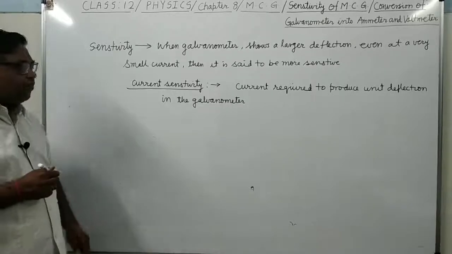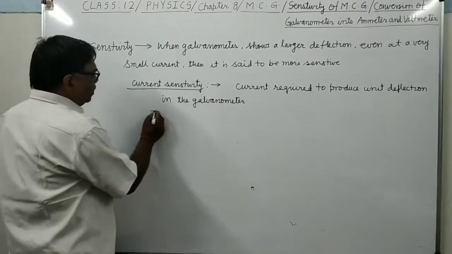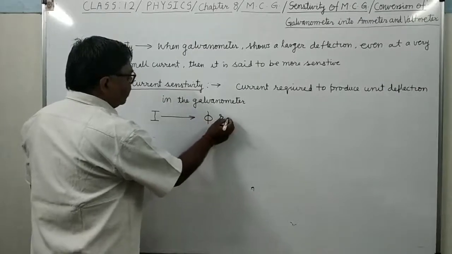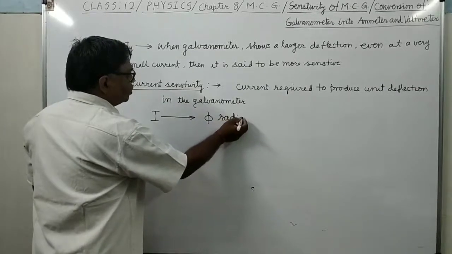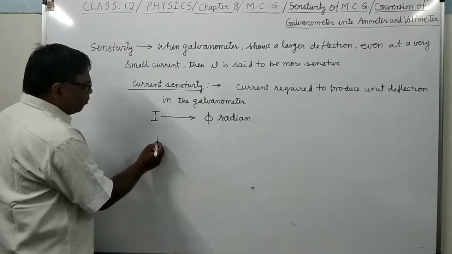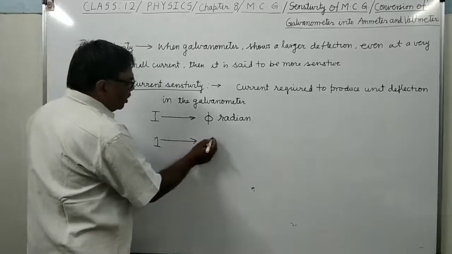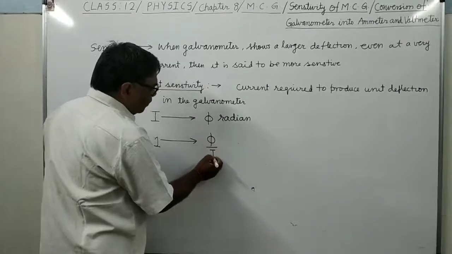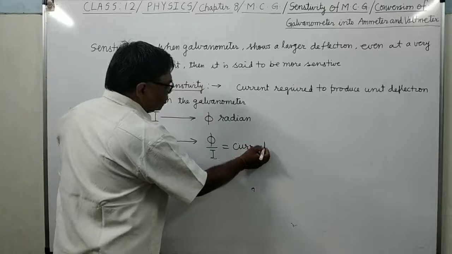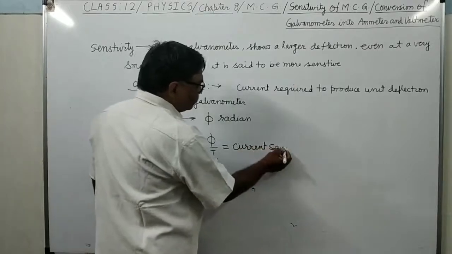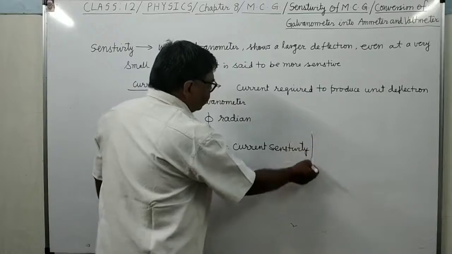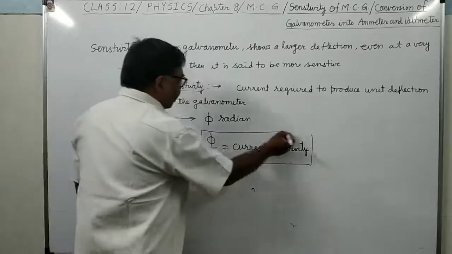Suppose I current produces a deflection of 5 radian. So unit current will produce how much deflection? It will be 5 upon I. This is the current sensitivity. Current sensitivity is equal to 5 upon I.